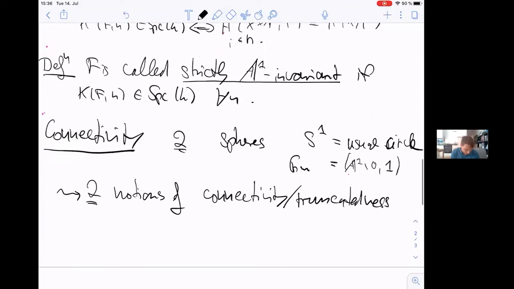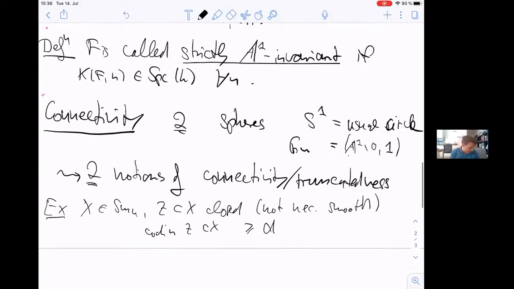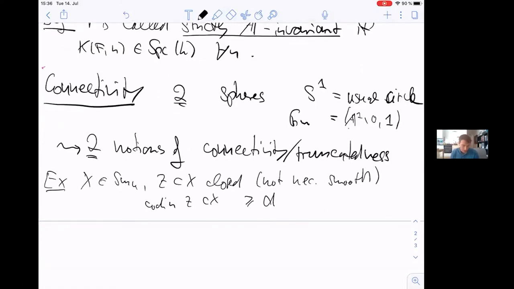Now, I just said there's no reason for them to agree, so let me contradict myself. Here's an important example. If I take a smooth scheme X, and I take some closed subscheme Z, but it doesn't have to be smooth, and I will assume that it has codimension at least d everywhere. Whether you do this or not, you can look at the formal tubular neighborhood of Z in X, so I do this thing, X mod X minus Z.